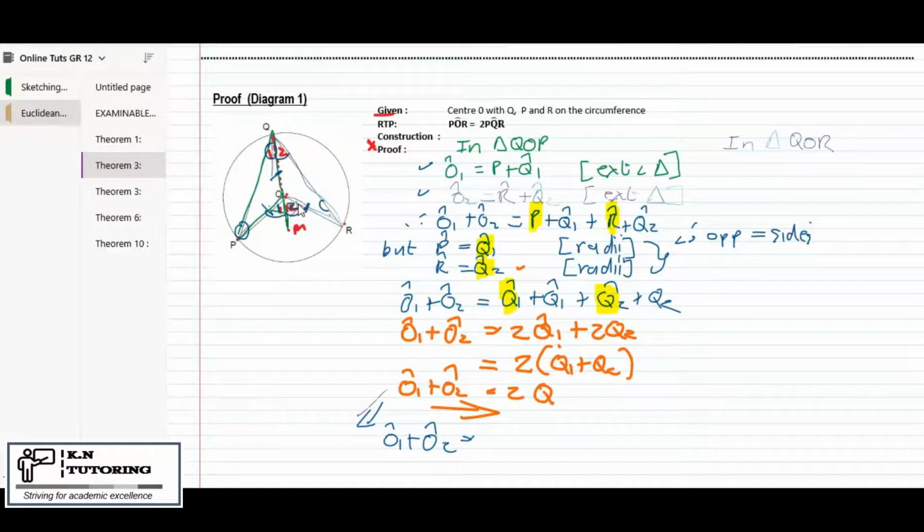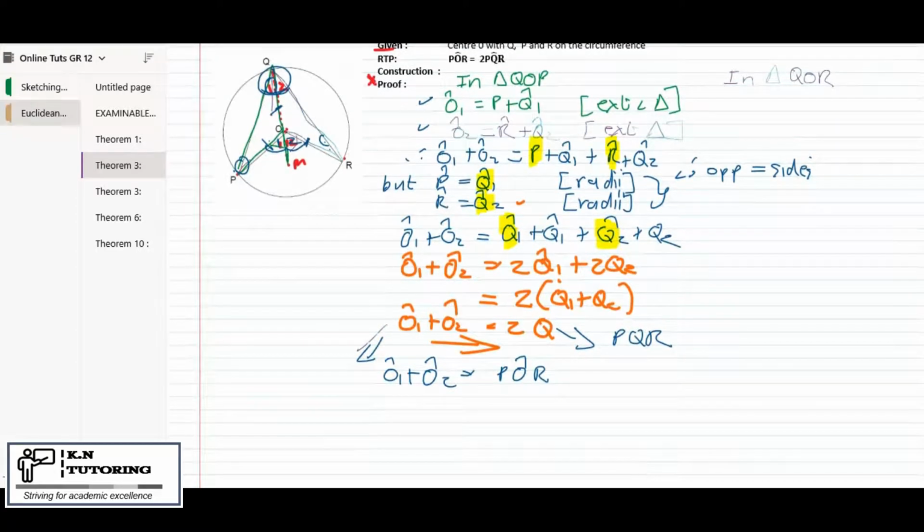Apologies for the mess that I've created here. So what is this angle? This angle is the same as POR. So O1 plus O2 is the same as angle POR. Similarly, what is angle Q? Angle Q, if you look at angle Q, is this angle. I can write it as PQR.